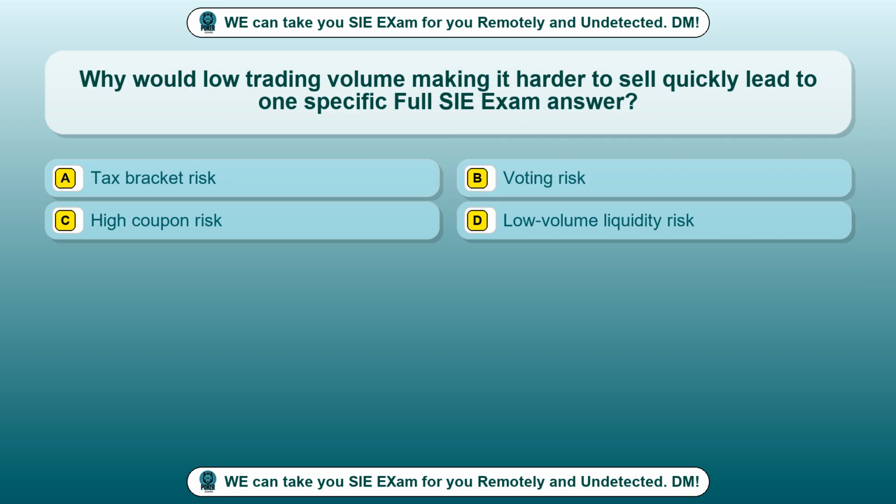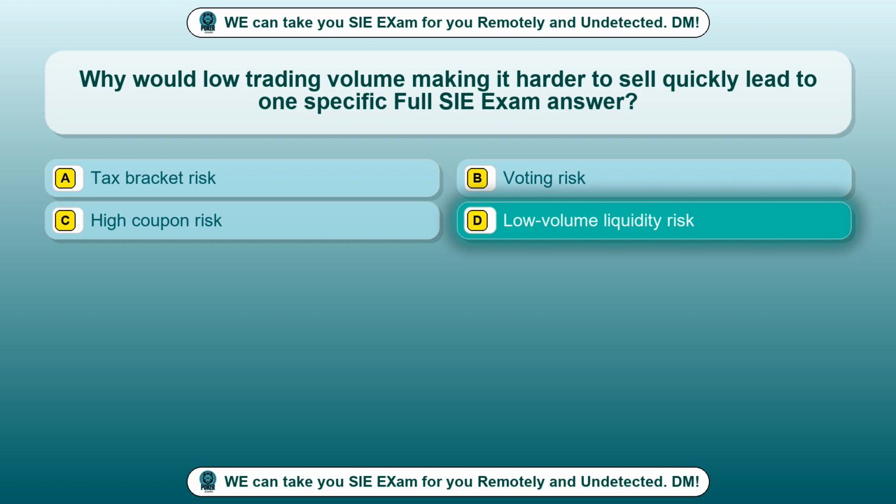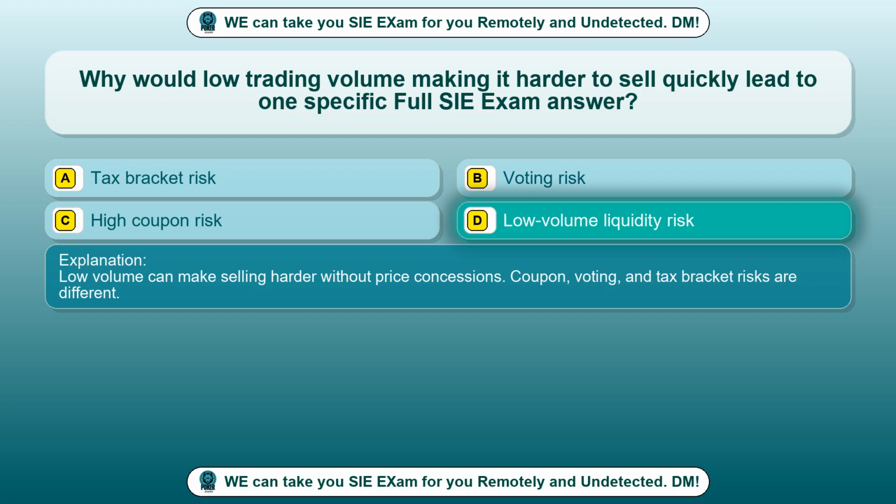Question 36. Why would low trading volume making it harder to sell quickly lead to one specific full SIE exam answer? Option A. Tax bracket risk. Option B. Voting risk. Option C. High coupon risk. Option D. Low volume liquidity risk. The correct answer is option D. Low volume liquidity risk. Low volume can make selling harder without price concessions. Coupon, voting, and tax bracket risks are different.